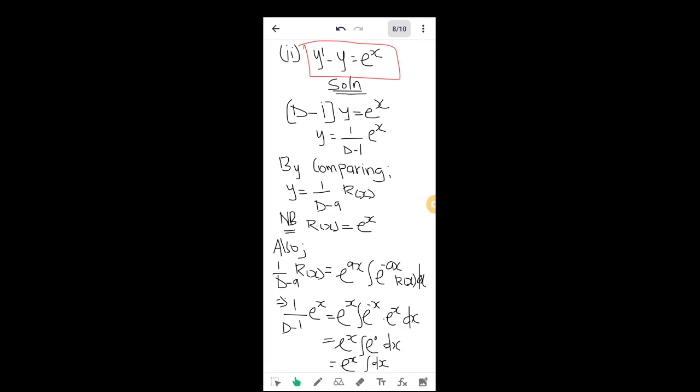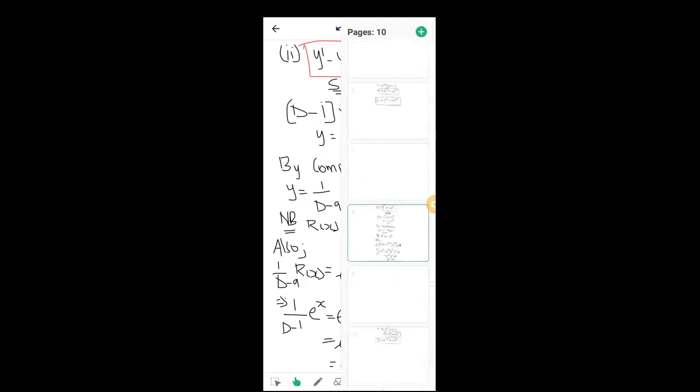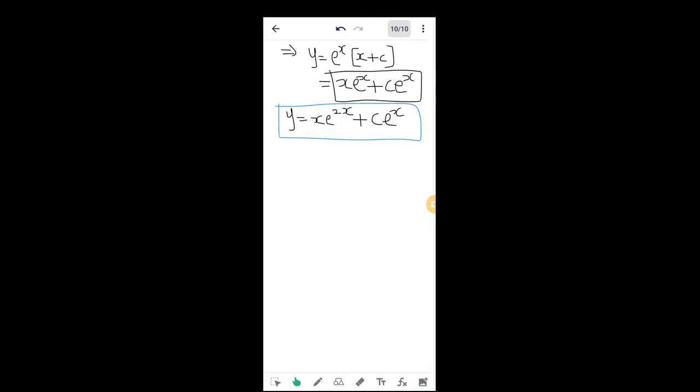But remember, the e exponent x is multiplying the integral of dx. So I know that I have e exponent x, then the integral of dx is going to be x plus c. That's the constant. Then we are going to get e exponent x multiplying through this, which is x e exponent x plus c e exponent x. So my general equation becomes y is equal to x e exponent x plus c e exponent x. So this is my general equation.